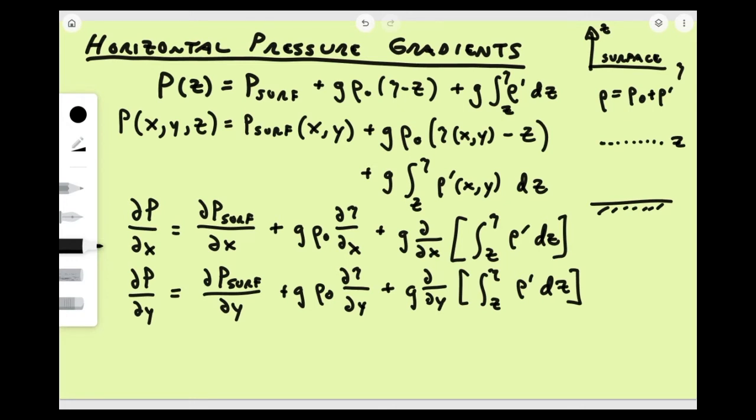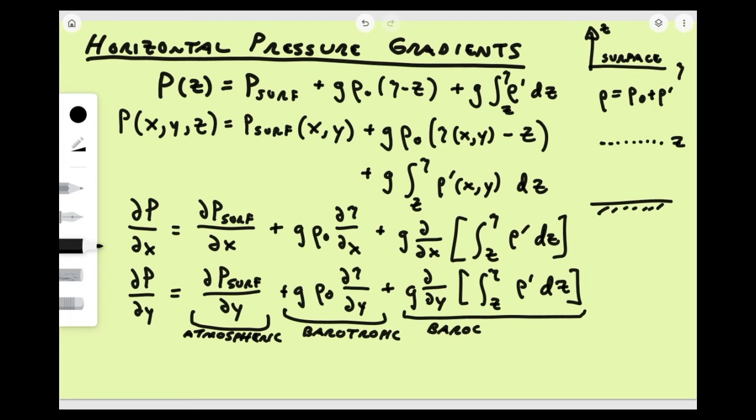So the first term on the right-hand side, that's atmospheric. The second term has to do with sea level gradients, d eta dx or d eta dy. We call that barotropic. The third term has to do with density variations. We call that baroclinic. The baro part of each of those refers to pressure.